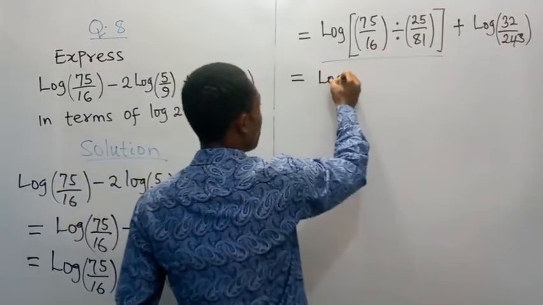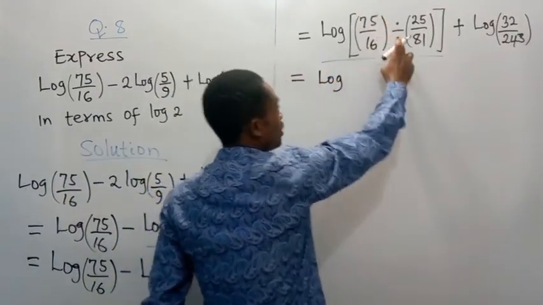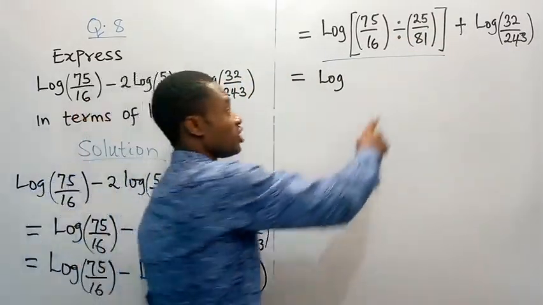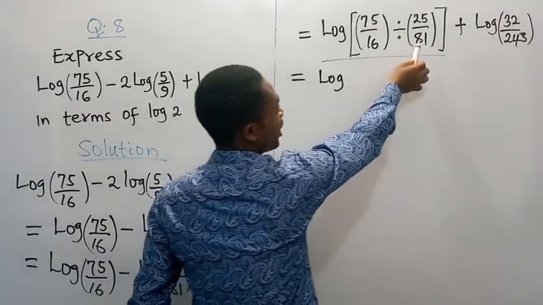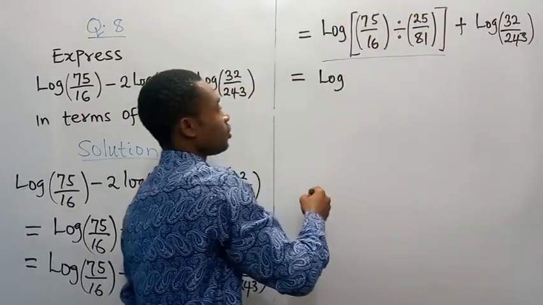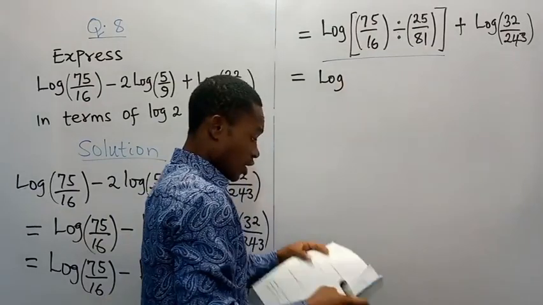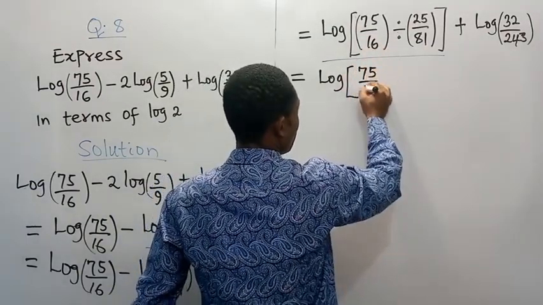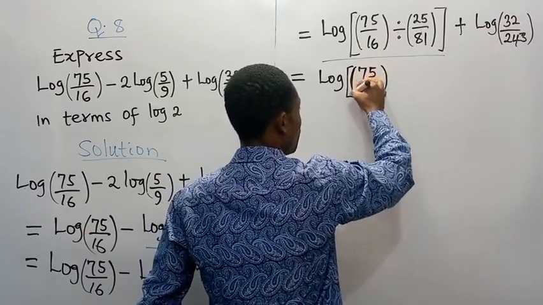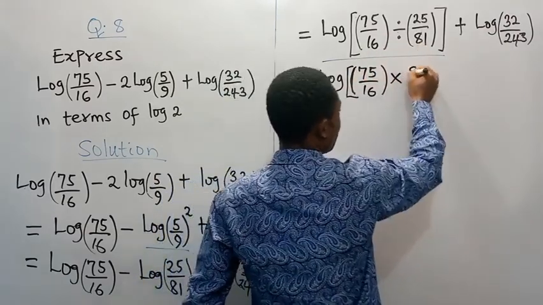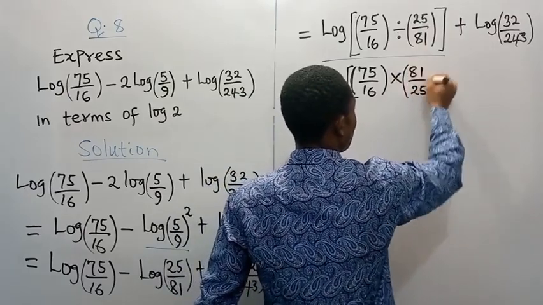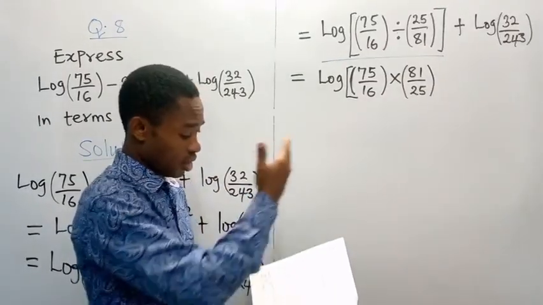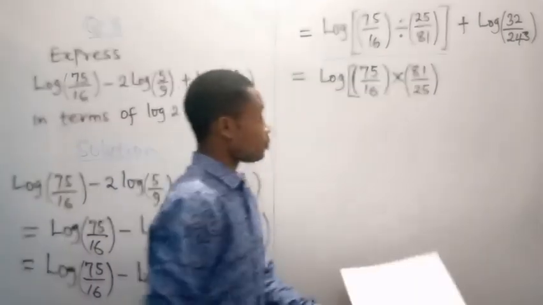It's simple. This is going to be log. Now look at this term. You have a fraction. You are dividing it by another fraction. Dividing a fraction by another fraction, you're expected to change this division sign to multiplication and then invert this fraction, turn it upside down. So already we have log, open brackets, then this term 75 over 16. Okay, so we are changing this division to multiplication, then inverting this term, 81 over 25. And so in your manual, you're expected to write the 81 over 25 in the box provided.